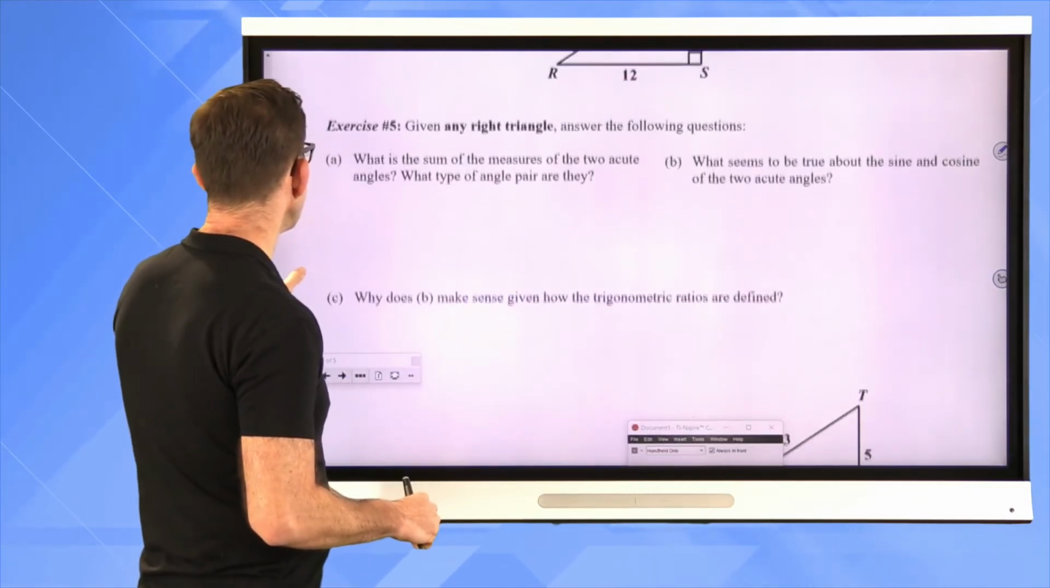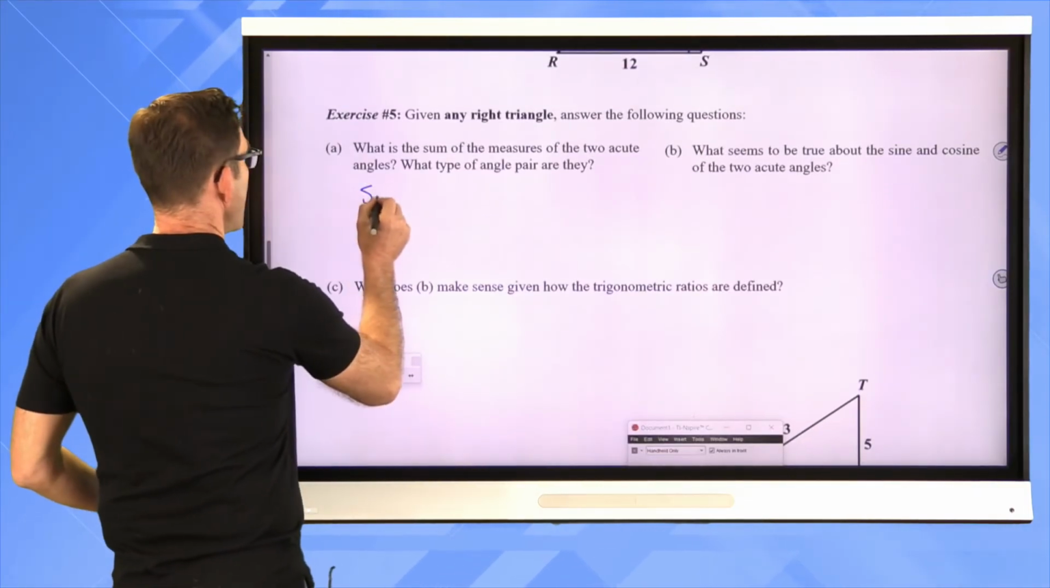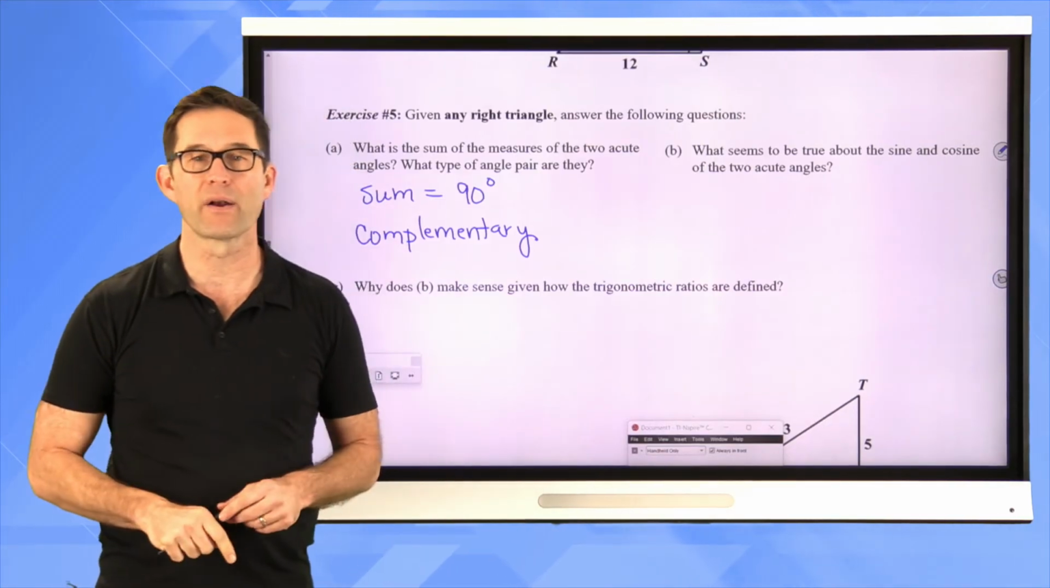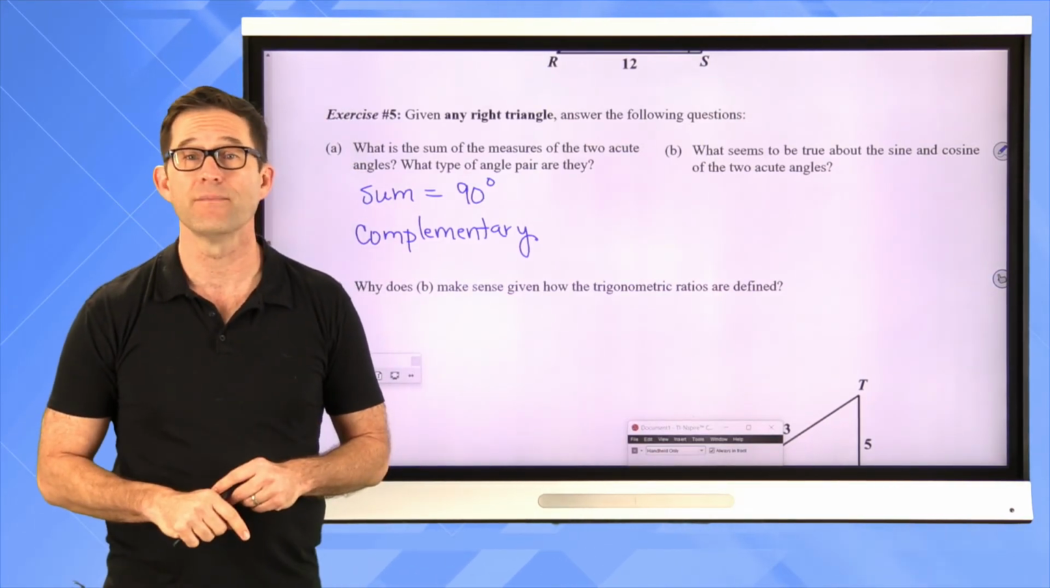So letter A, the sum must equal 90 degrees, and therefore the two angles are complementary. All right, the two acute angles in a right triangle are always complementary angles. They always add up to 90.